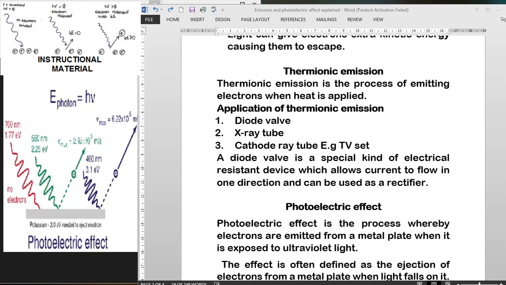So we have diode valve, and we also have the transistors. They do not obey Ohm's law. So we'll be looking at photoelectric effect. So what is photoelectric effect? Photoelectric effect is the process whereby electrons are emitted from a metal plate when it is exposed to ultraviolet light.